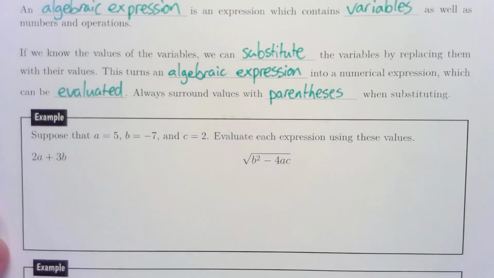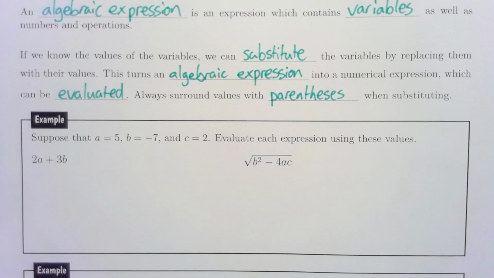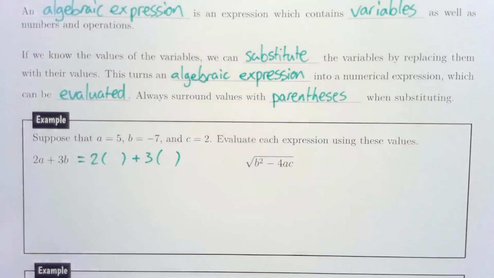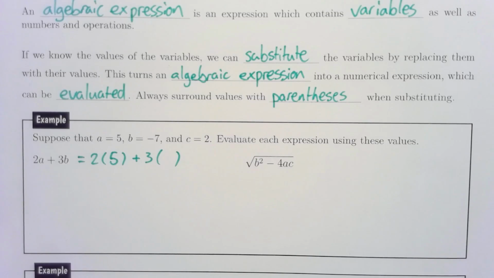Let's look at some examples. So suppose that A equals 5, B equals -7, and C equals 2. So in this case, A, B, and C are our variables. However, because we're just practicing at this point, we're being told exactly what their values are ahead of time. So A has the value 5, B has the value -7, and C has the value 2. So if we want to evaluate 2A plus 3B, we need to replace the values A and B by substituting. So A becomes 5, in parentheses like we said before, and B becomes -7.